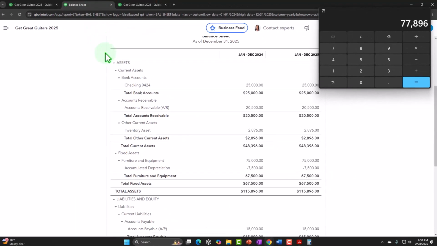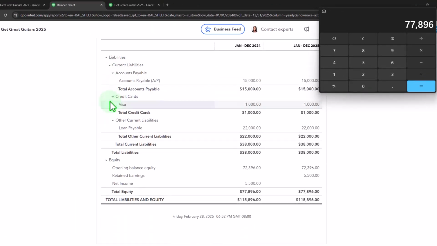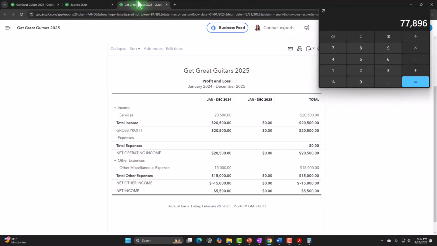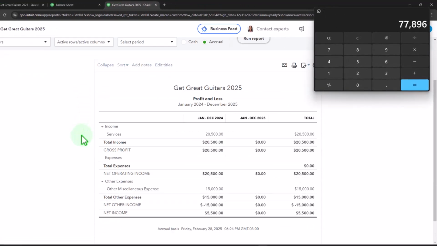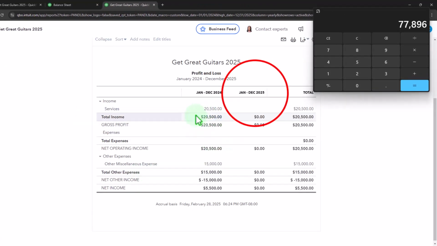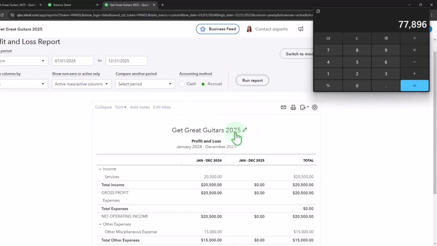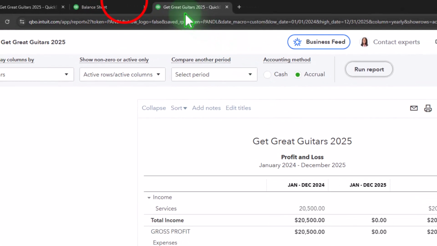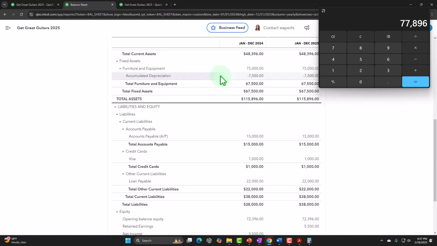Let's go to the balance sheet, and you can see the same thing down here, equity down here, and once again you can see in 2024 you've got the 5,500 net income, and then the retained earnings. It gets rolled into retained earnings, and on the income statement we can see that we have income in 2024 if I run this, but nothing in 2025. That makes sense because we're going to enter the data. Did I refresh this one?